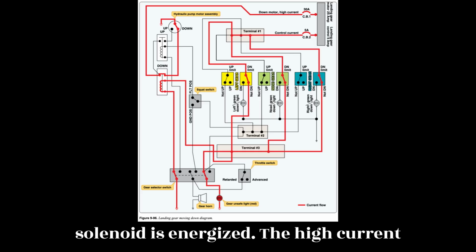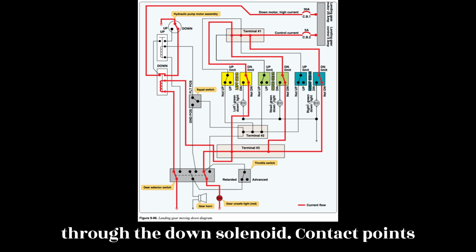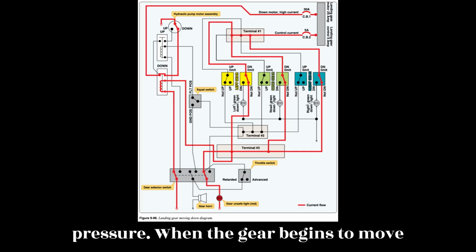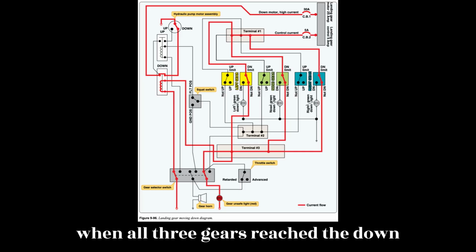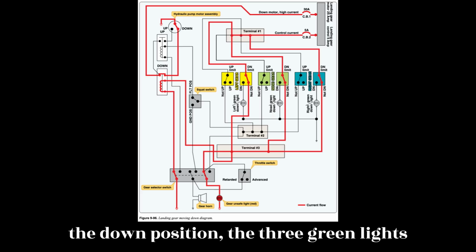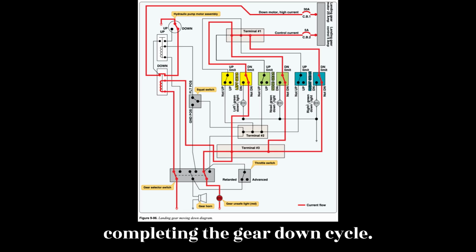When the gear down solenoid is energized, the high current gear motor circuit sends current from CB1 through the down solenoid contact points to the gear down motor. When the motor runs, the hydraulic pump produces pressure and the gear begins to move. When all three gears reach the down position, the gear down switches move to the down position, the three green lights illuminate, and the gear motor turns off, completing the gear down cycle.